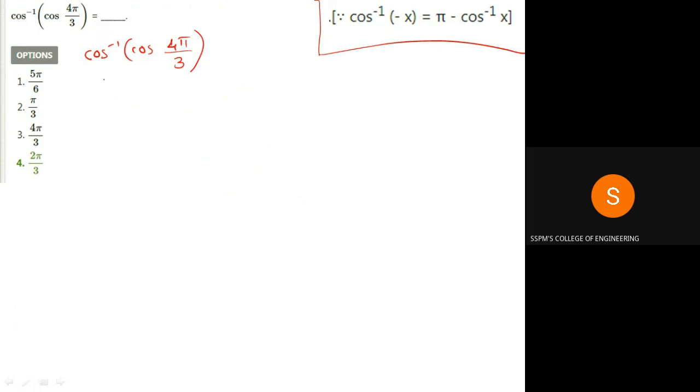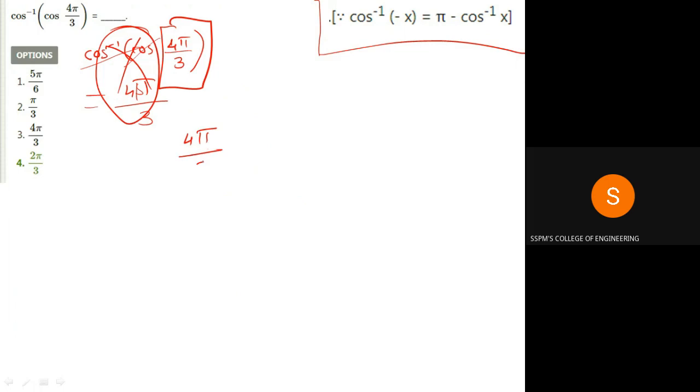Now first, few of you might think that this cos inverse and cos will get cancelled, and 4 pi by 3 would be your answer. Some of you may think that, but that is not the case. Such a way it cannot be cancelled. Why can it not be cancelled? Because of this angle, 4 pi by 3.